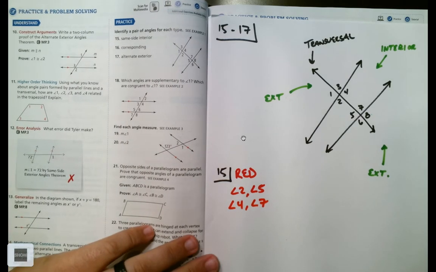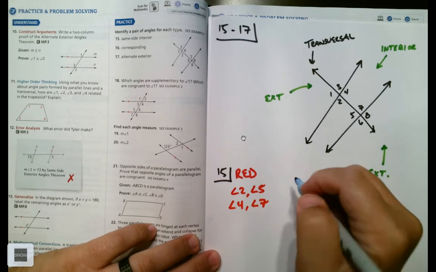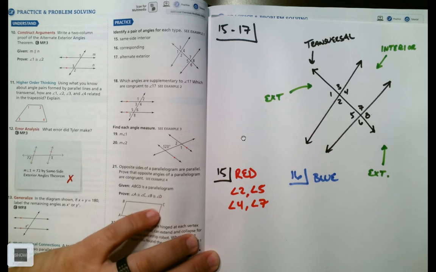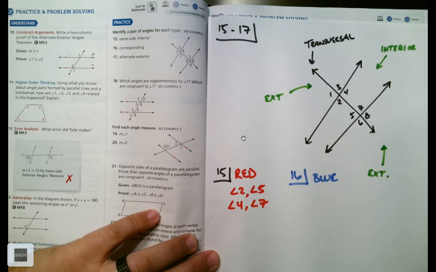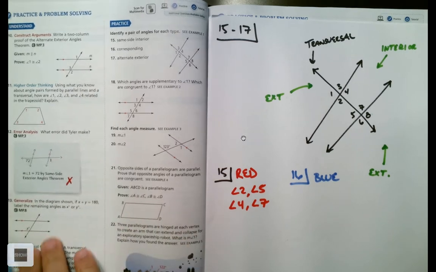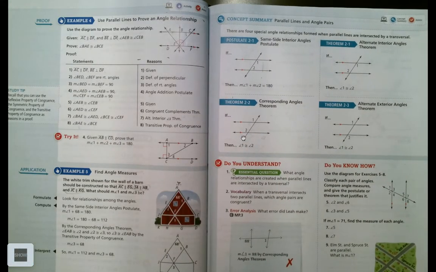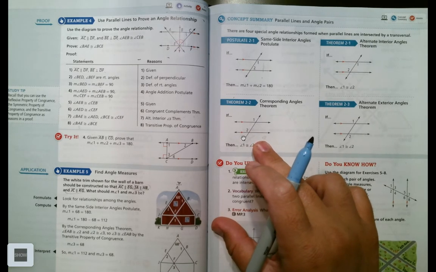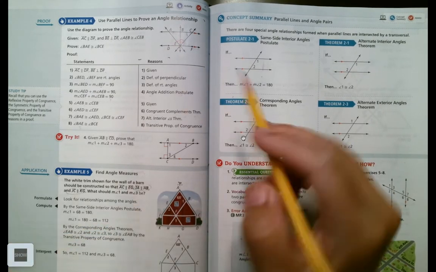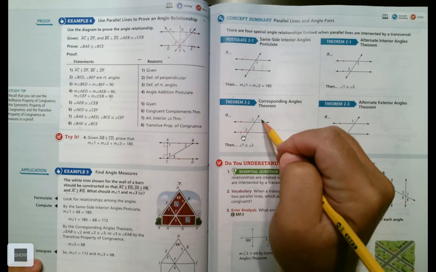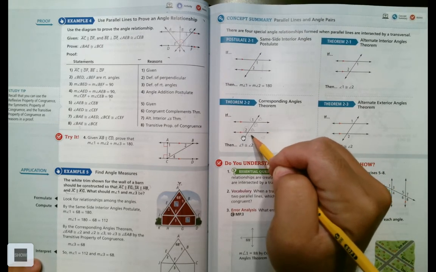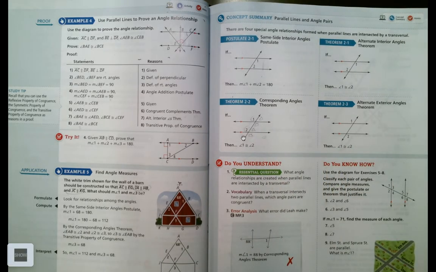The next one I'll talk about is 16, and I'll do that in blue. So 16 is saying corresponding angles. Again, corresponding angles, if you forgot, just go back here, take a look. Corresponding angles theorem is talking about all those different pieces. So this is equal to this, this is equal to this, this is equal to this. All those different sides, all those different pieces match up.